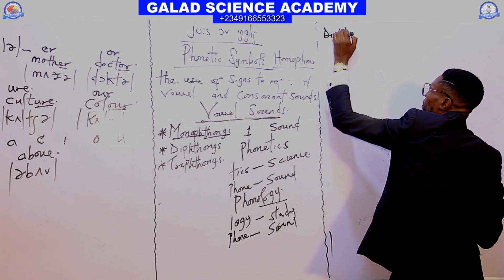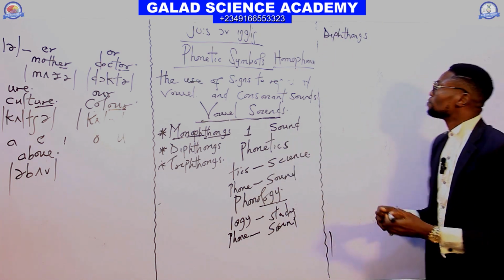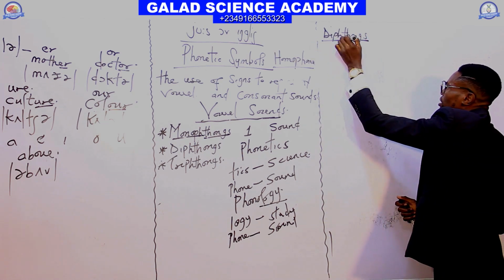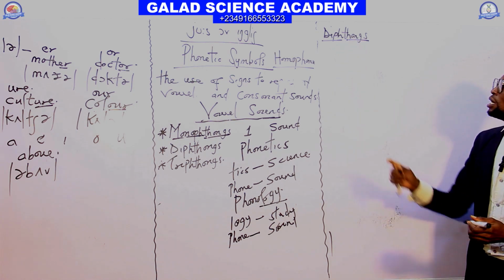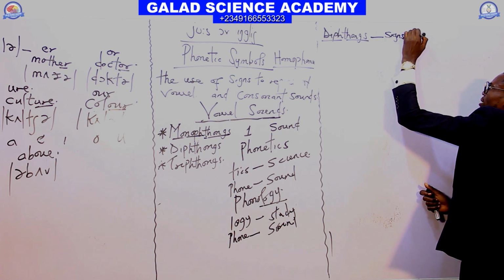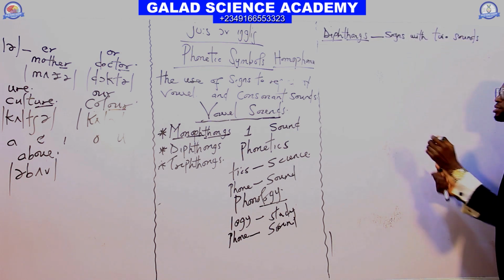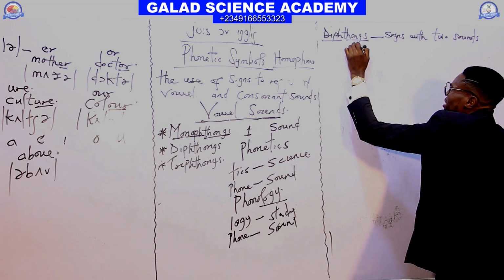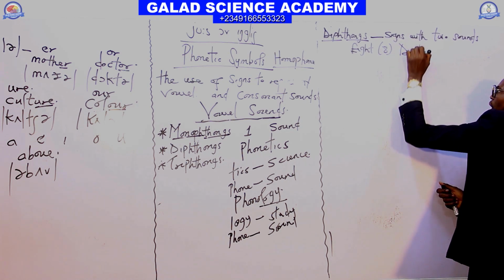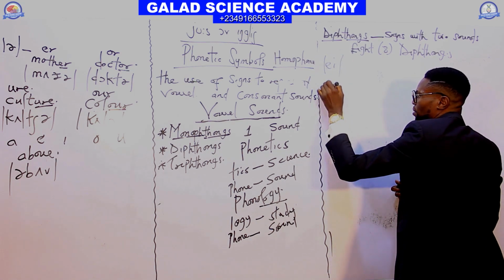Diphthongs, like we have said for monophthongs, that monophthongs are sounds with one sound. Just like we have di in Greek means two, and phthong in Greek means sound. So diphthongs means sounds with two sounds. And there are 8 of these diphthongs that we have, which is also written here on the board.